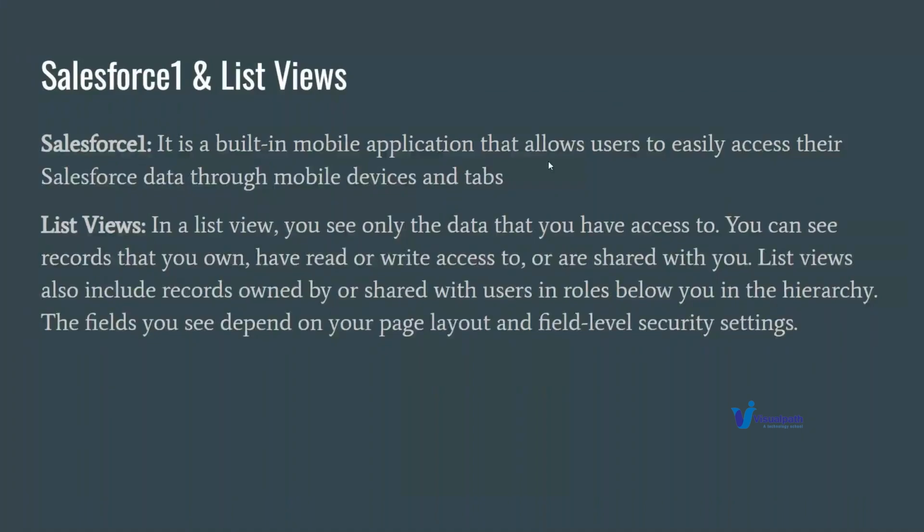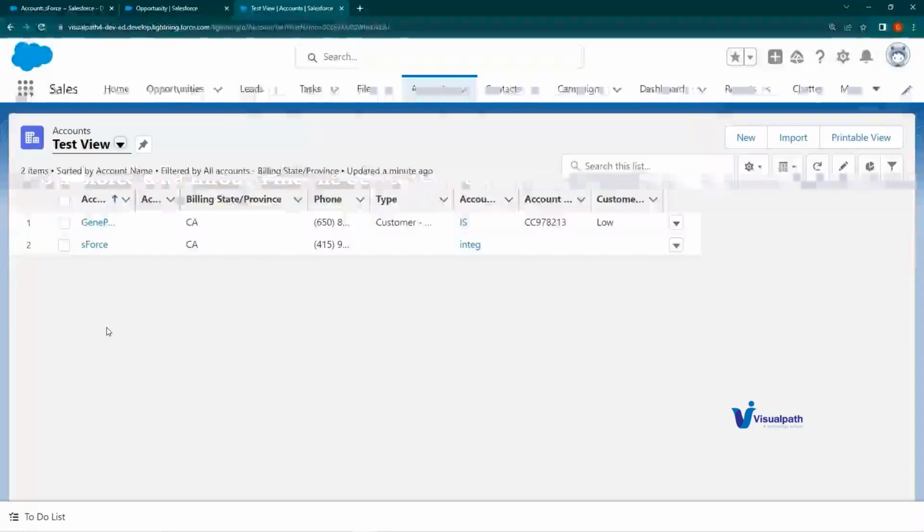So what is a list view? In a list view, you can see only the data that you have access to. Okay, it's from a security standpoint. You can see records that you own, have read or write access to, or are shared with you. That is all from a security standpoint. List views also include records owned by or shared with users in roles below. These are all from a security standpoint, whatever it is telling you. But the main thing is, what is a list view, if you ask? That is a way of displaying data based on certain filter conditions and a quick glance at the records based on the filter. That is what a list view is.